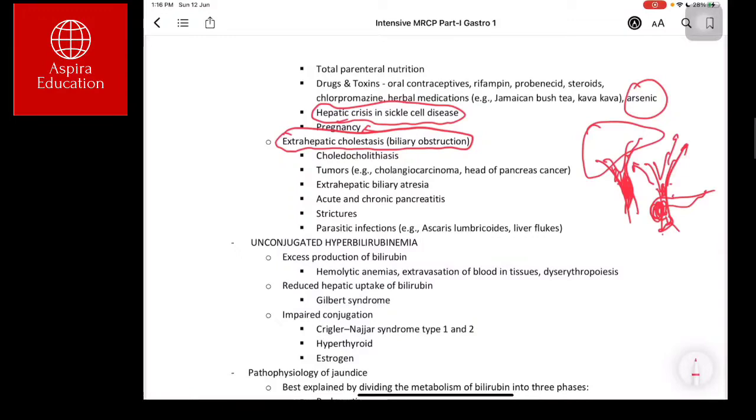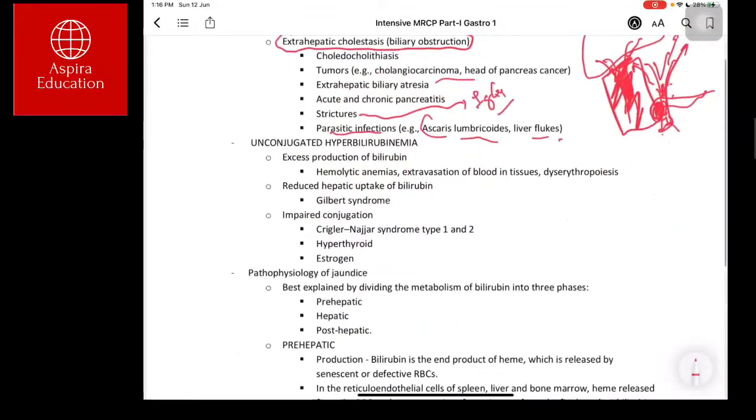Then other conditions which are rare, like extrahepatic biliary atresia, that means the extrahepatic biliary ducts are not even patent, and acute and chronic pancreatitis strictures. Last time I told you IgG4. Those strictures can form. Chronic parasitic infections can also lead to stricture formation like ascariasis lumbricoides, liver flukes, strongyloides. All of them can lead to jaundice. This is an easier jaundice to detect. Why? The levels are high. Conjugated bilirubin is water soluble, hence it imparts a lot of yellow color to the whole of the body. So this is easily seen.